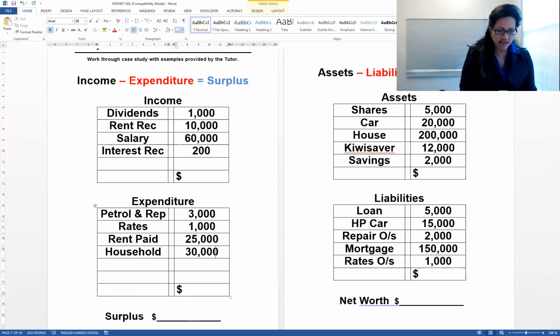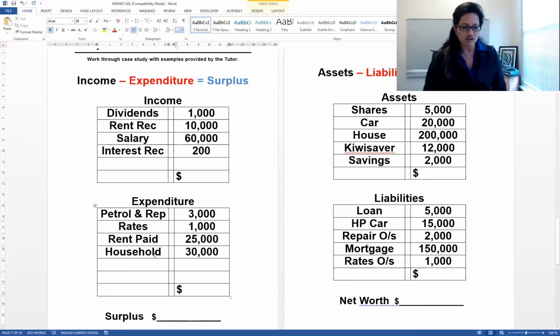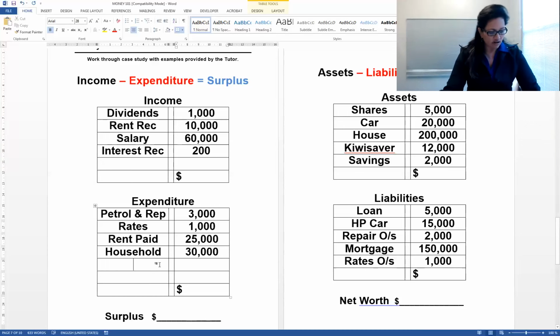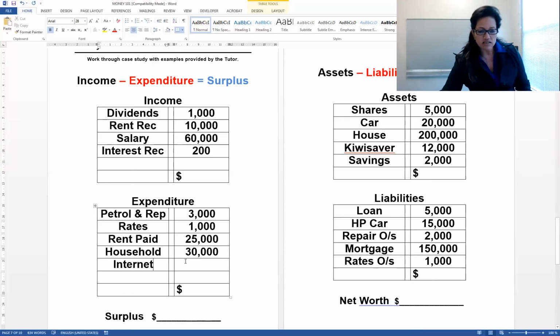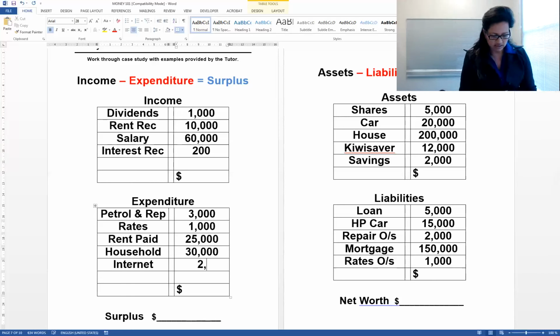By the time she's added it up, she wants to live life while she can. She's got about $30,000 for the household and living costs. And the other thing she just realised she forgot to include was the internet fees. She's got some internet costs that she needs to keep on top of, and they're worth $2,000. So let's put that there as well. It enables her to keep up with everything.